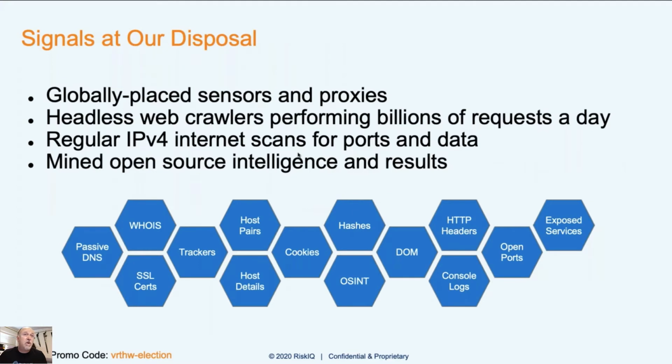So the signals that we're looking at are the passive DNS, the whois, the certs, everything you see on the screen. And it's from our global proxy network, where we go through and we grab all this data. It's important that we do that because if we're coming from our own infrastructure, then threat actors would just block it and say, I'm going to filter out all the requests from RiskIQ's IP space.